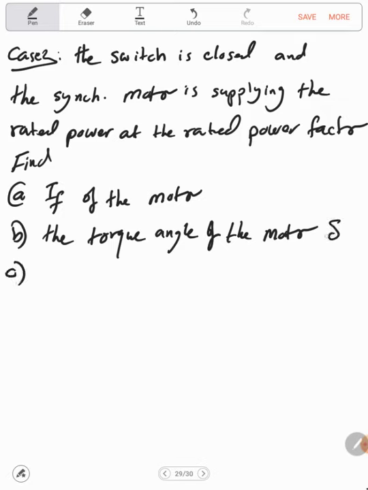and we need to find the active power, the reactive power, and the apparent power supplied to the plant, and the total current, the line current, let's say.